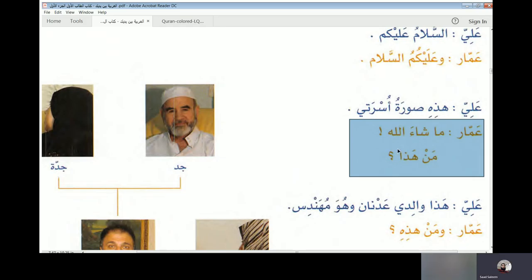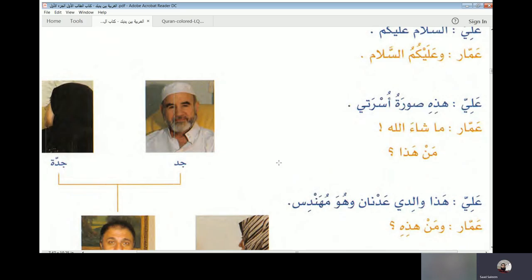Masha'Allah. Who is this? Masha'Allah, good, great. Man hadha? Yes, Masha'Allah. Literally it means that Allah creates what Allah wills, and we use it to protect from the evil eye. So Ammar said this Masha'Allah to protect the family of Ali from the evil eye. Okay.